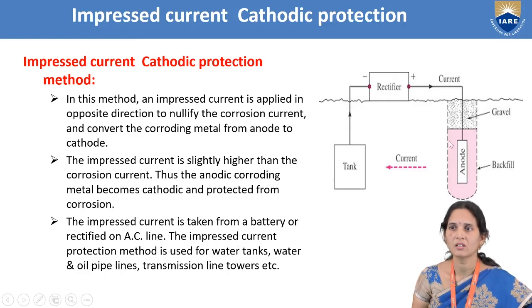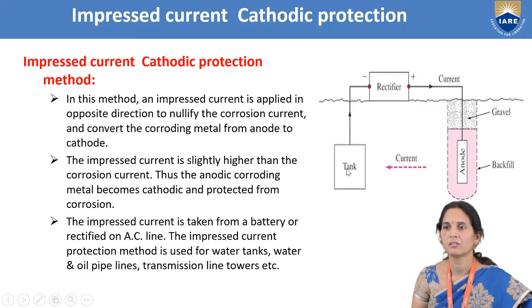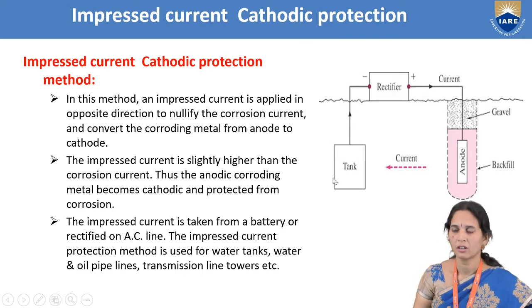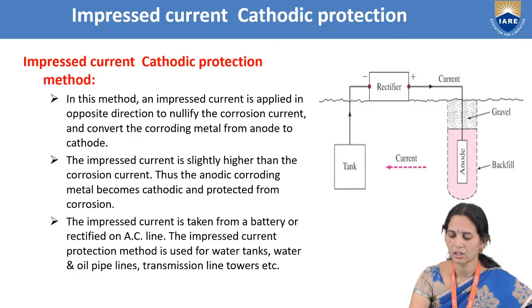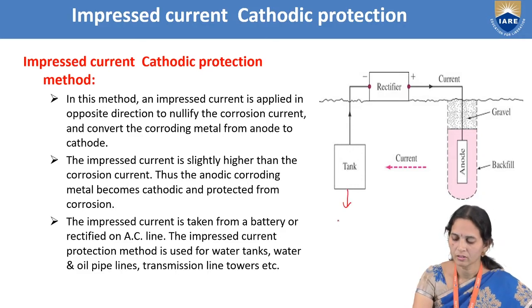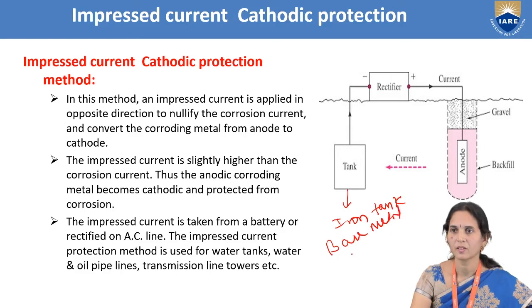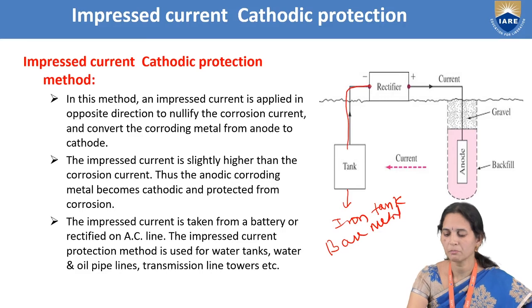Here in this diagram we can understand it very easily. We are taking a tank, for example an iron tank, that we want to protect. This is the base metal, and we want to protect it. Now we are connecting it to the battery.